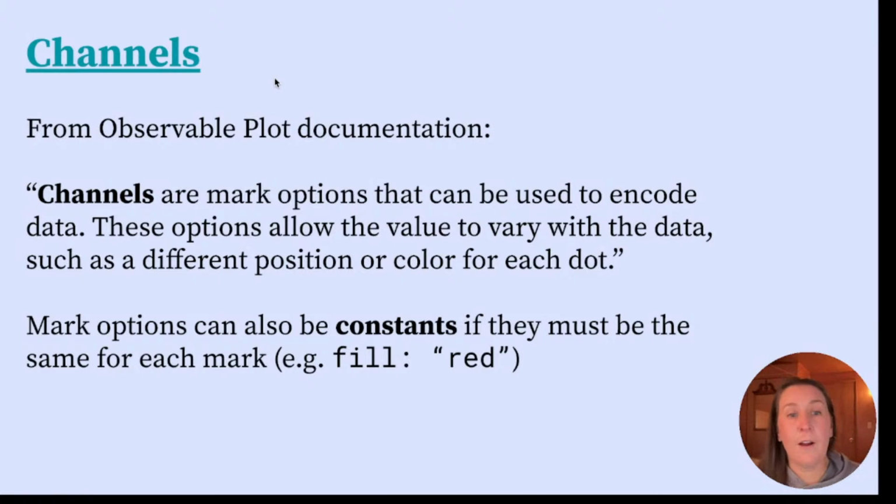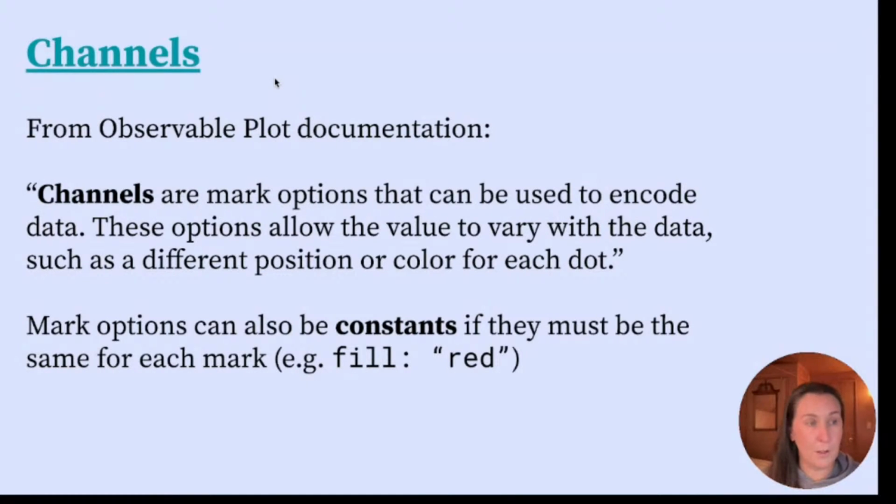But within marks, there are options. So remember, the two things that marks need are data and options. And there are two different ways that those options can be represented. They can either be a constant. For example, if you set an option for a dot mark that the fill color is red, that's a constant value. That means all of your points are going to show up as red. But you're also going to hear this language called channels, and you'll see that throughout the Observable Plot documentation. And channels are mark options that are used to encode data, that gives you options that vary with the data.